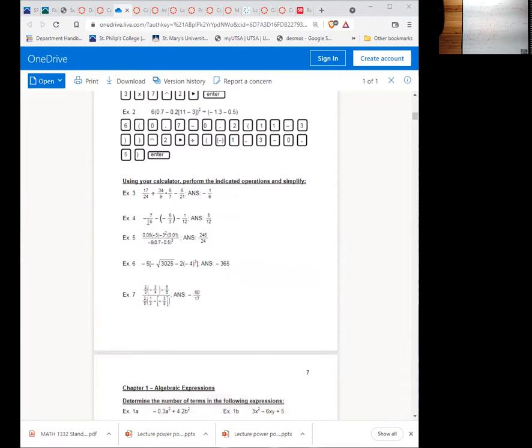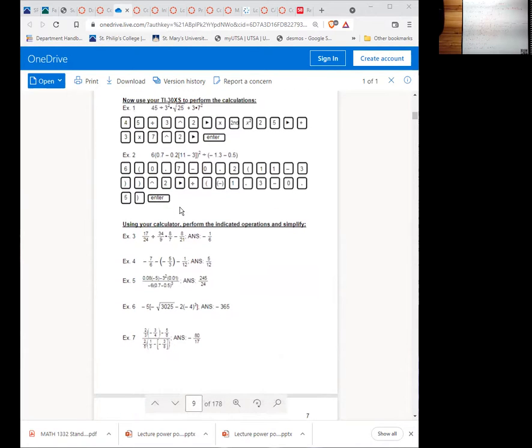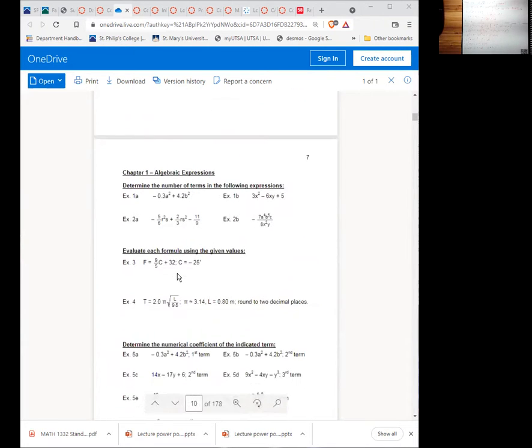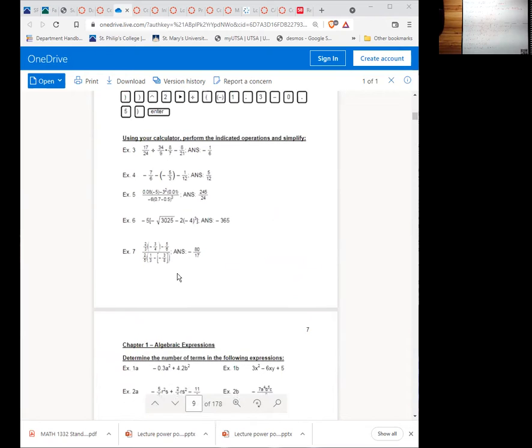So these next few problems are just to practice with the calculator, just so you can find out how to use it and understand where the parentheses go and exponents and all that stuff. So if you have one, I'd recommend just going through these on your own. Let's see here. Page 6, by the way.